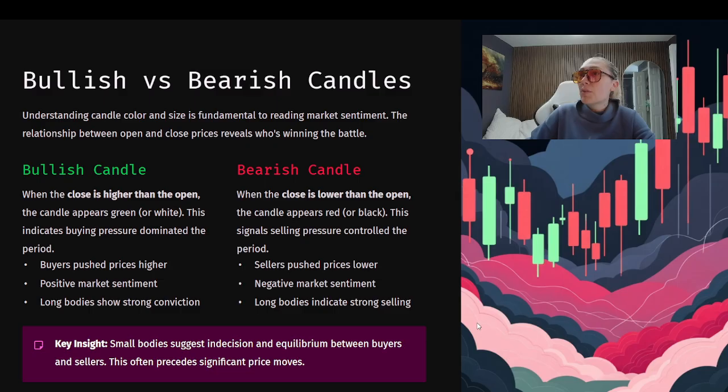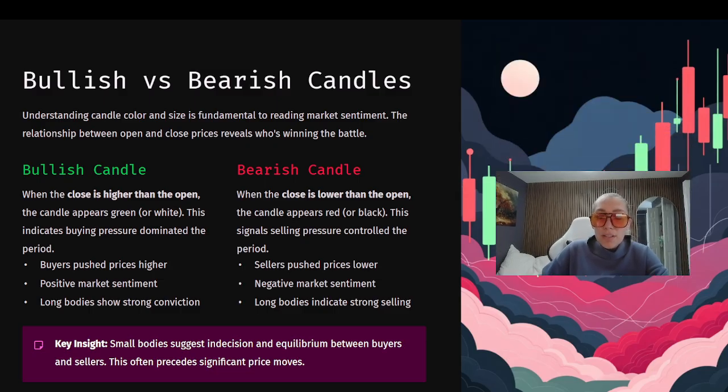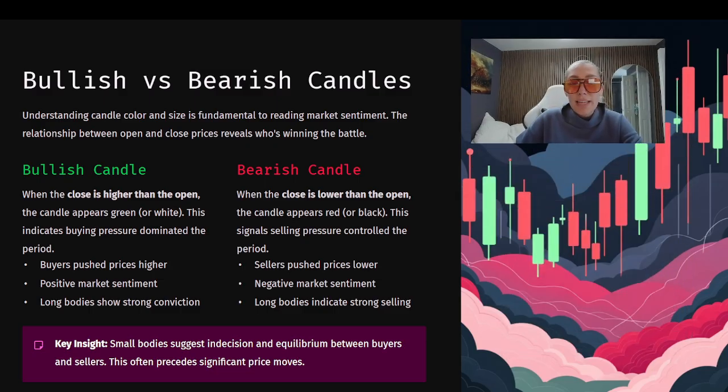Okay, let's move forward here. There's a couple different types of candles that we're going to be looking at. A term that you're going to want to know is bullish and bearish. A bullish candle, or a bullish direction, means that price is moving up. Alternatively, a bearish candle or a bearish direction means that price is moving down.